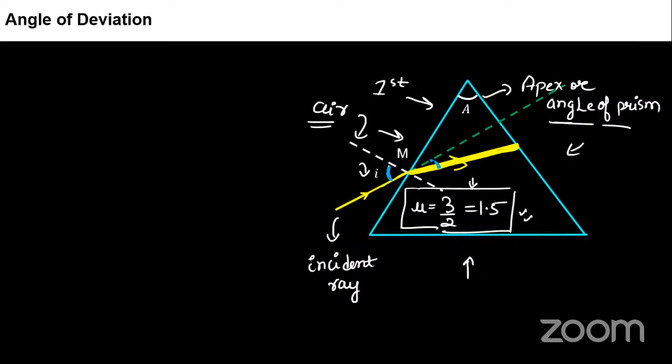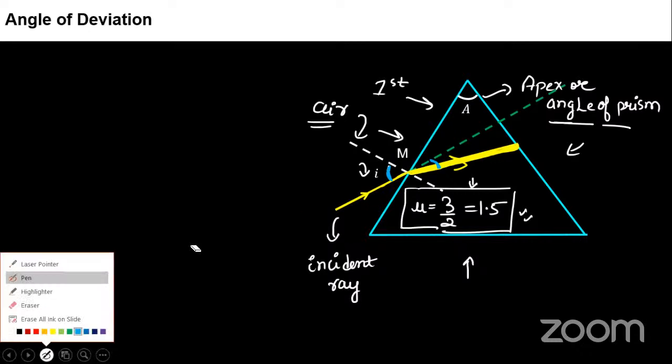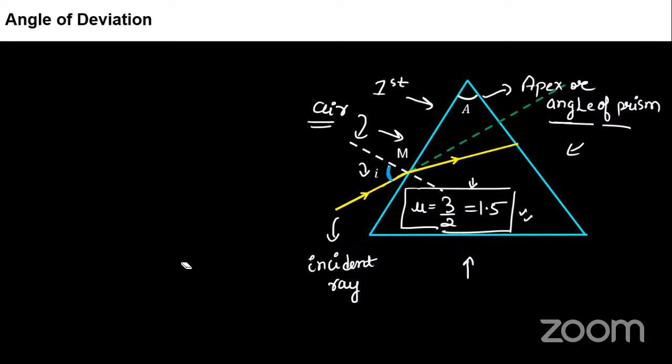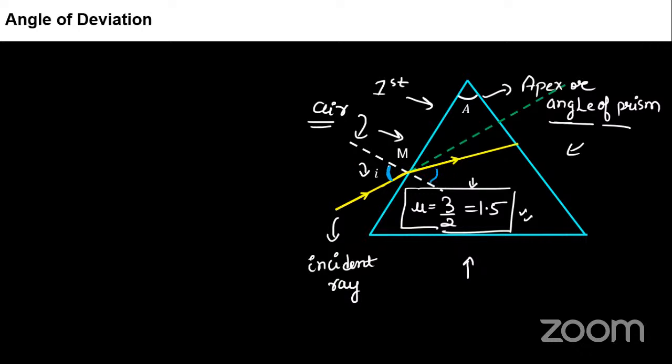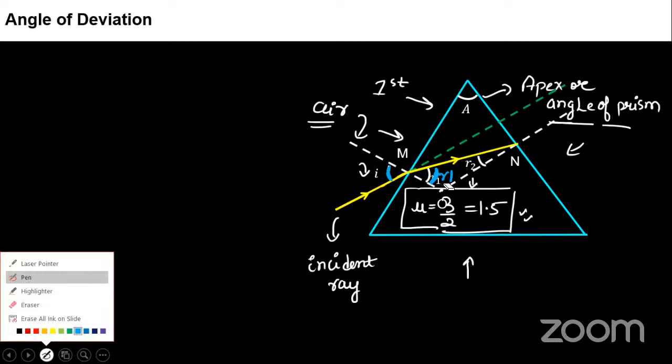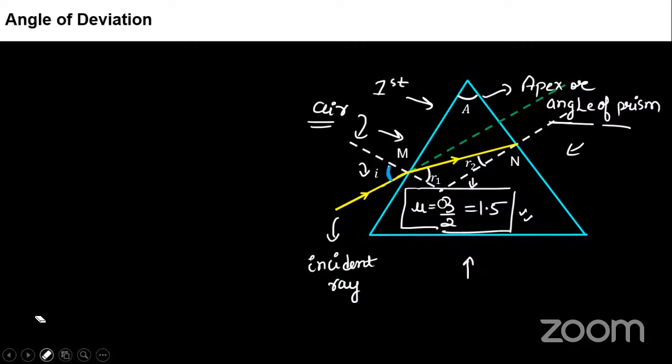No, this is not a normal. Hold on, my mistake, students. This is the angle which this refracted ray is making with this normal. This is R1, I will call it. You can see it. So this we can say is R1.